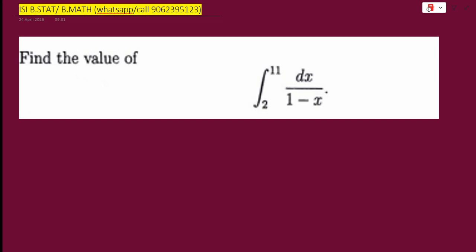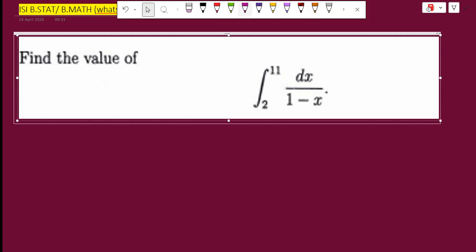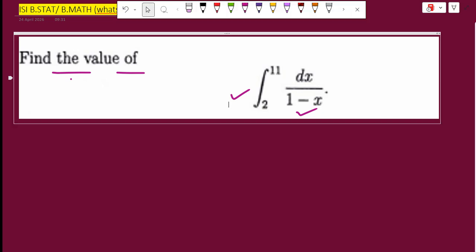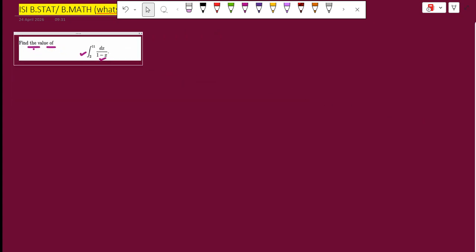So let's come to the question first. So basically, the question is asking, find the value of the integration from 2 to 11 of 1 by 1 minus x dx. Okay, so we have to find the value of this integral.